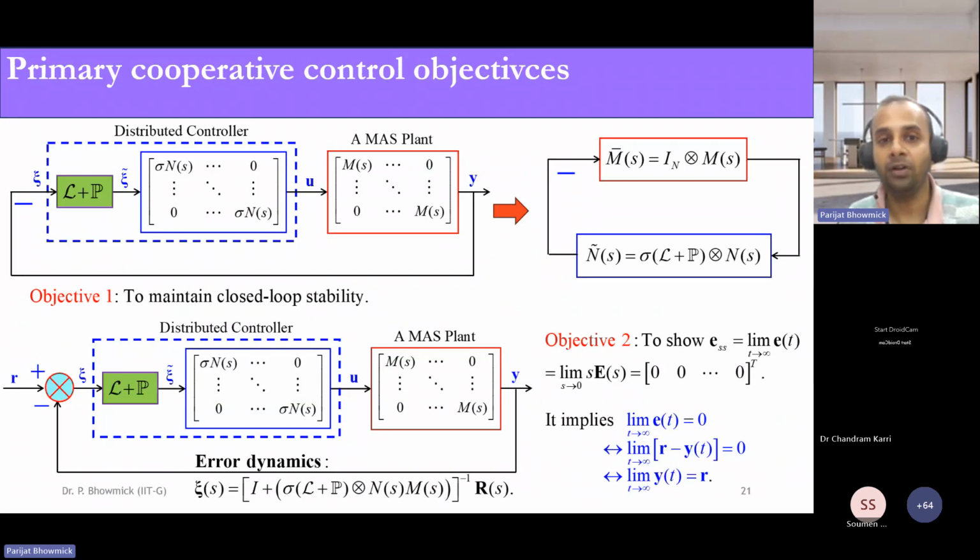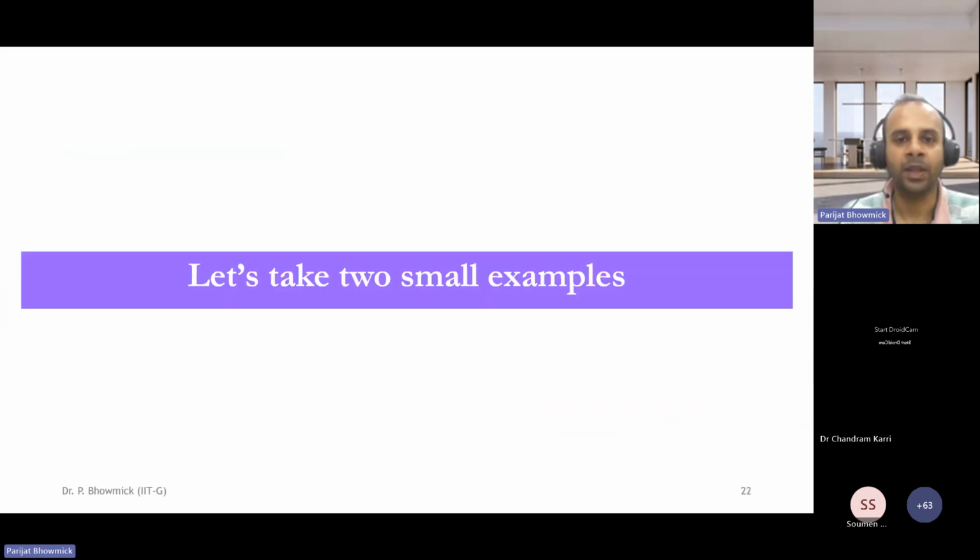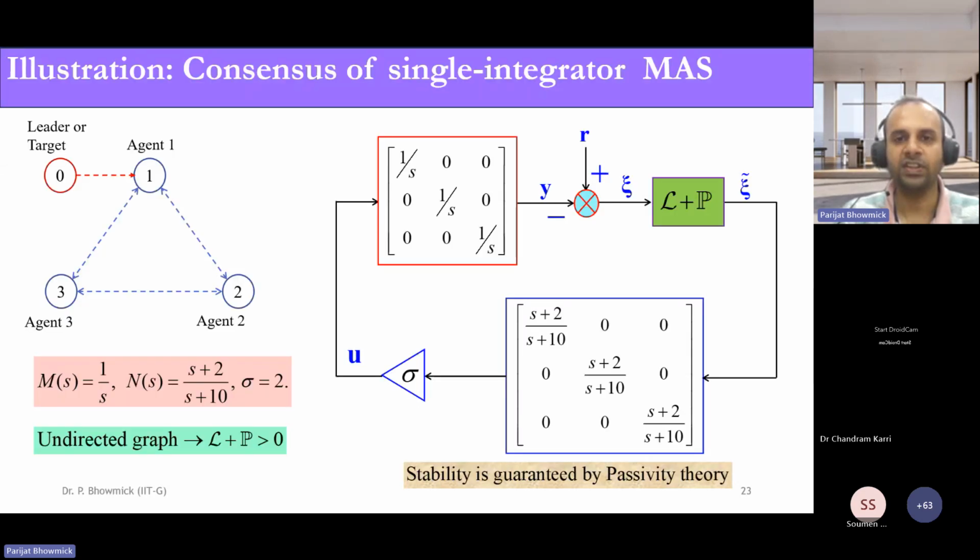I'm not claiming that this method can be applied to all types of multi-agent systems, which is certainly not the case. But for a major class of multi-agent systems, you can apply this kind of frequency domain-based approach as well. So let's see two small examples. These are not case studies. At the end of today's talk, I will show you the case studies on drones as well as a two-wheel mobile robot. But as of now, two synthetic examples. One contains the single integrator, another one is double integrators, which is going to come after this.